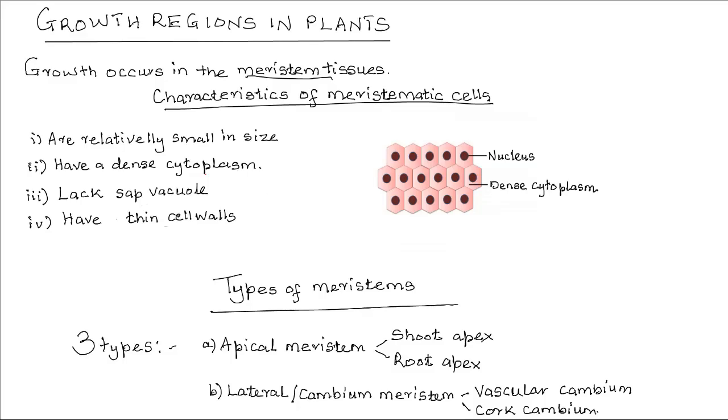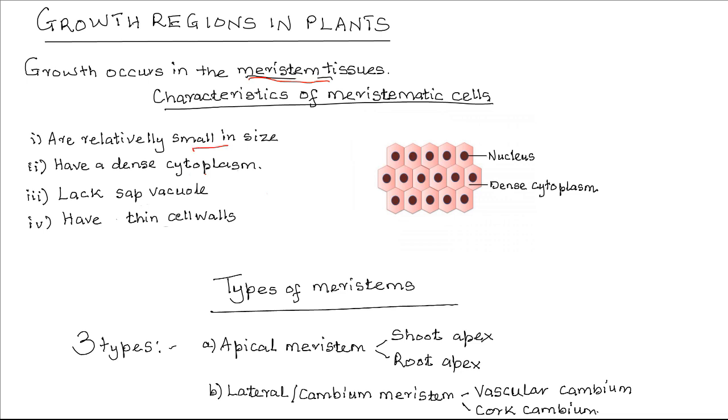Growth regions in plants. Growth occurs in regions where there are specialized tissues known as meristems. These meristematic tissues consist of a group of undifferentiated cells which are capable of continuous mitotic division. Meristematic cells have the following characteristic features.